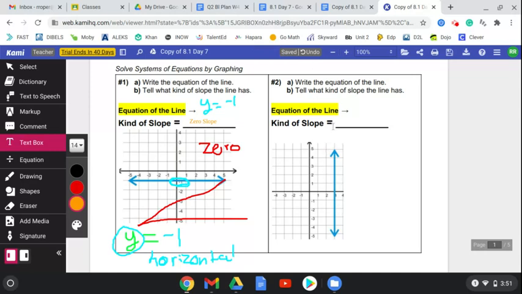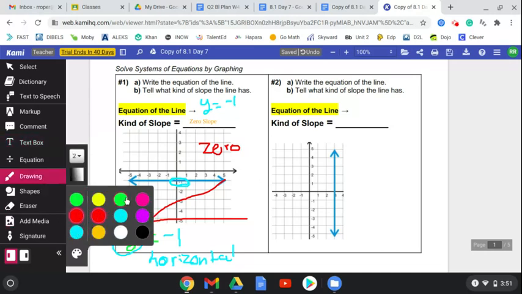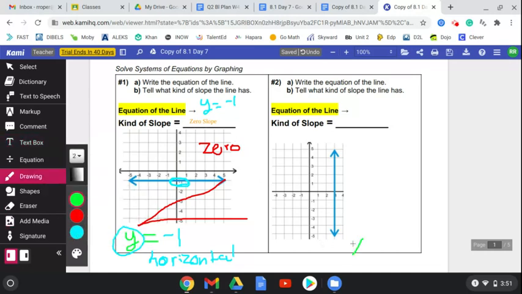And number 2 here, we have a vertical line, an up and down line. And so the equation of this line is going to be x equals some number. That number will be wherever the line is at. The line here is on that number. What number is that? 3. So x equals 3. That is the equation of the line.